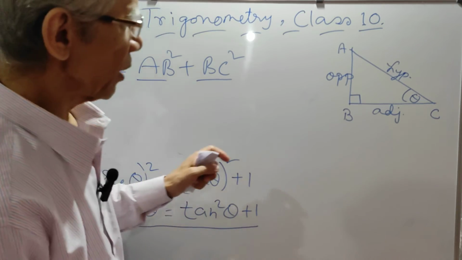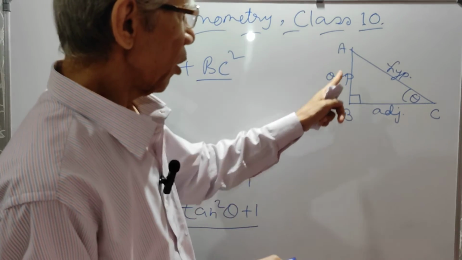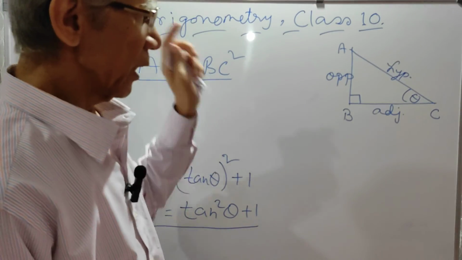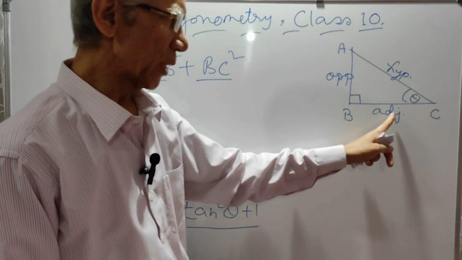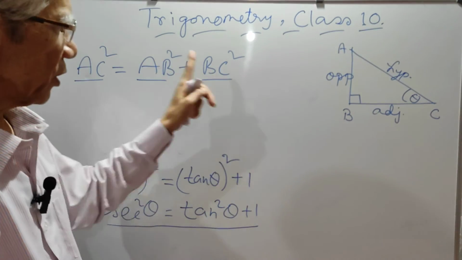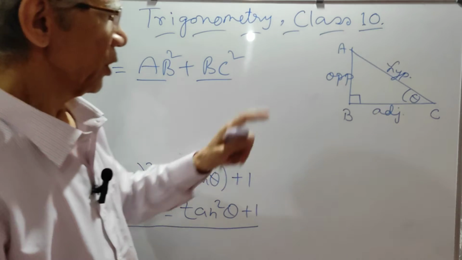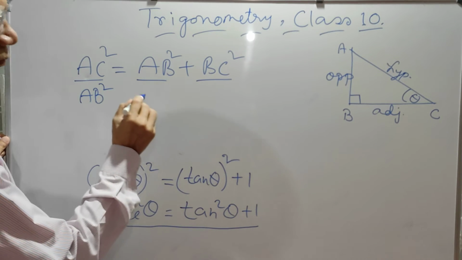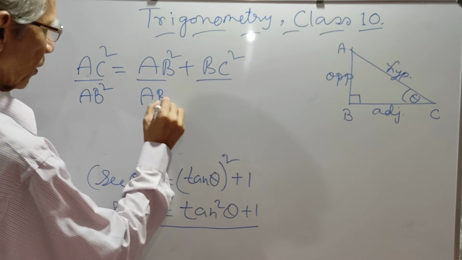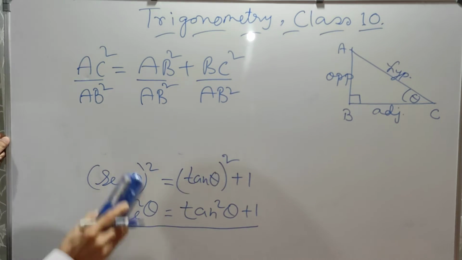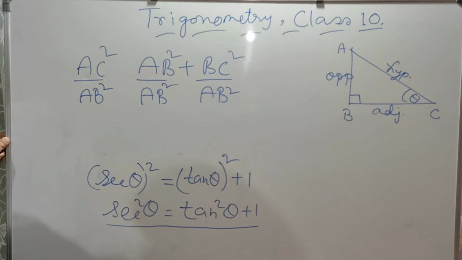Not this time. Oh, yes, we already did by hypotenuse square, then we got the first formula. Our second formula we got by dividing each term by adjacent square. Now we are going to divide each term by opposite square, that means AB square. All right. So we are dividing the whole equation, that means each term by what?